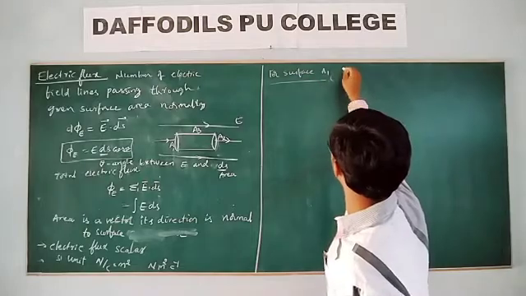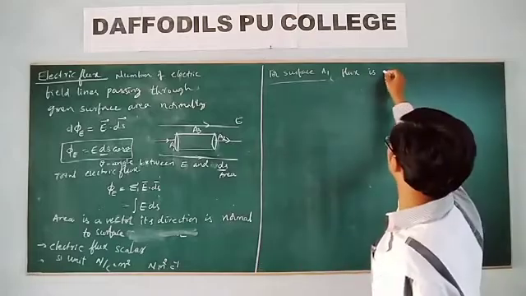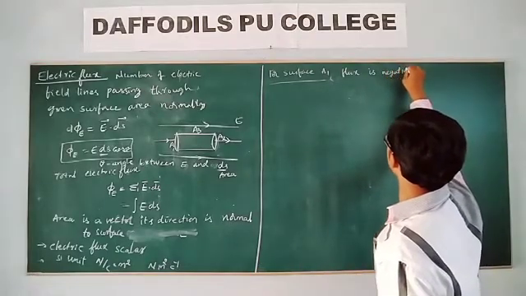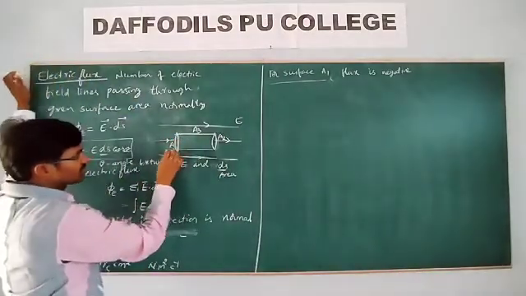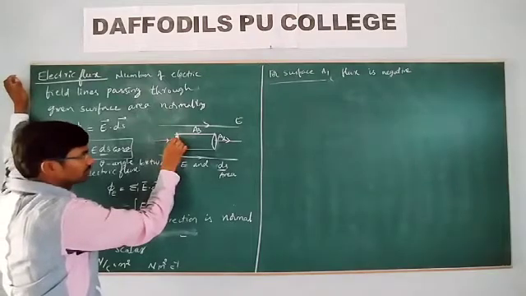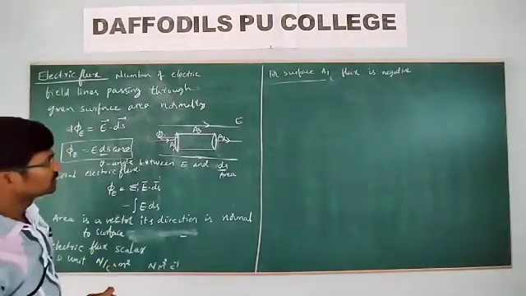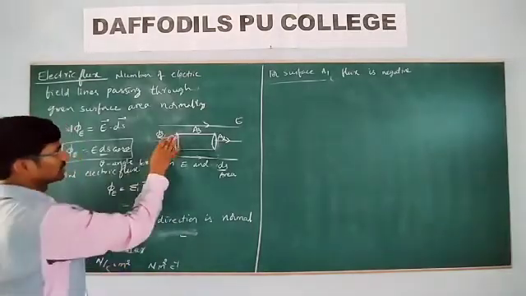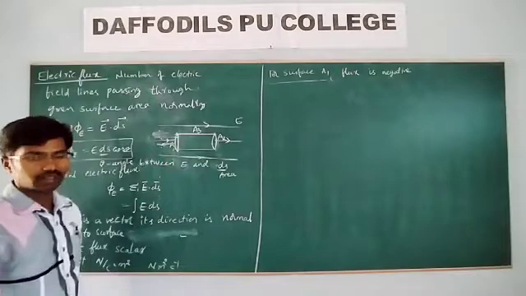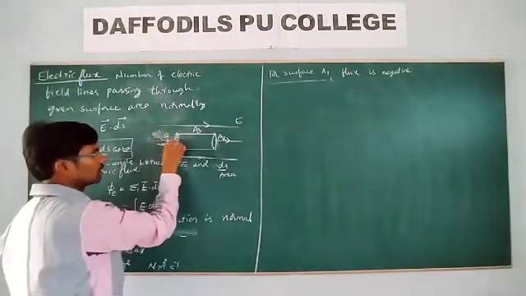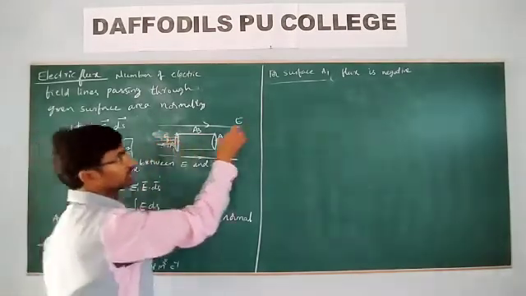Let me take surface A1. Is its flux positive or negative? It is negative. Let me discuss why. For this surface, what is the area vector? The area vector is always normal to the surface, ds1, so A1 is the area vector in this direction, whereas the electric field is inward. Then what is the angle between the electric field and the area vector? 180 degrees.